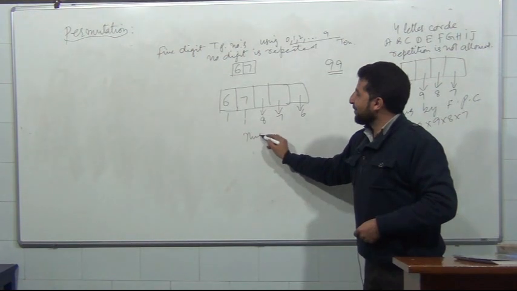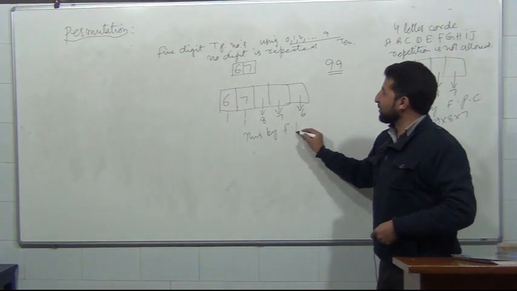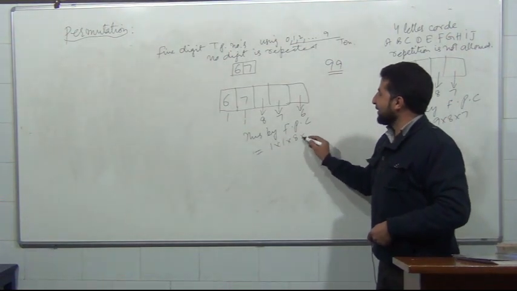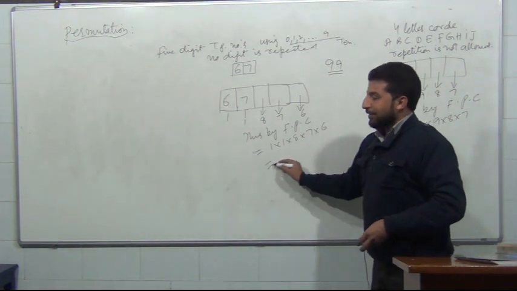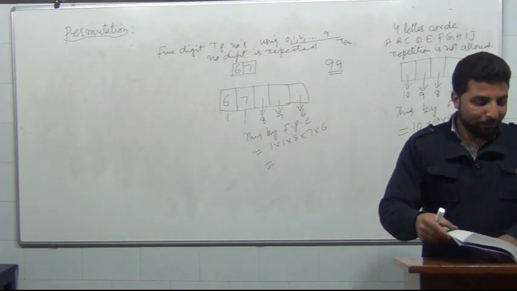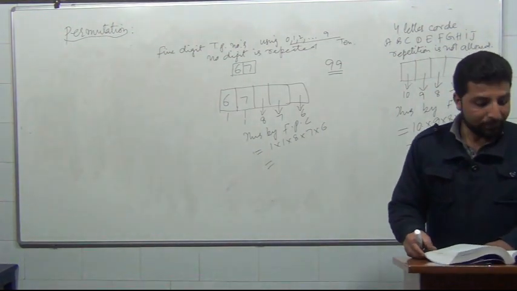Thus by FPC, fundamental principle of counting, the total number of such numbers is 1 into 1 into 8 into 7 into 6. You can calculate it again. I think you can go through the next questions.